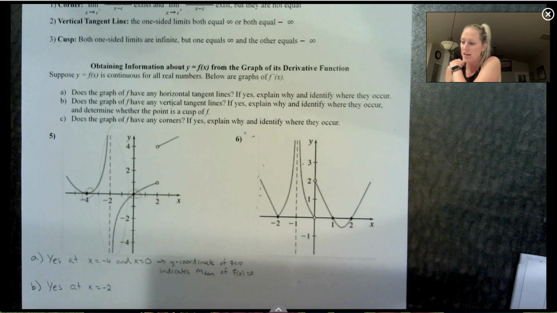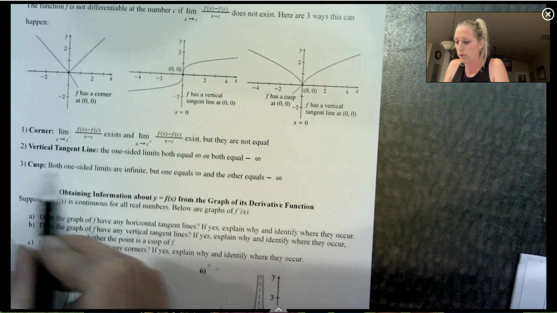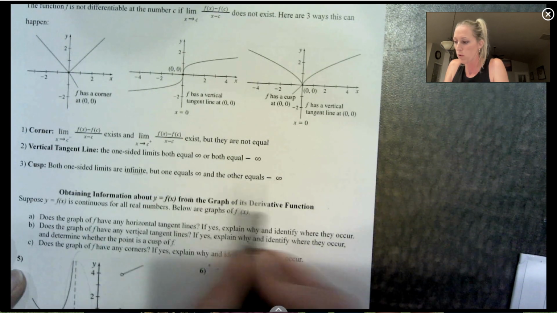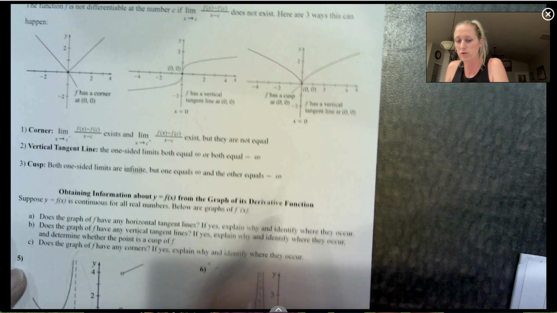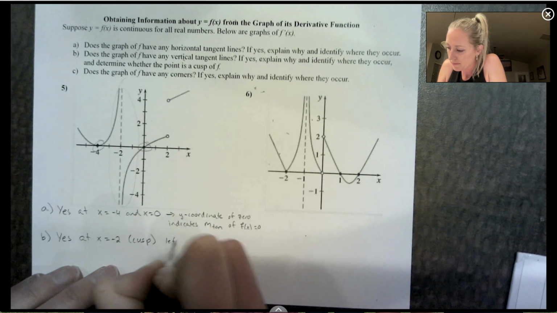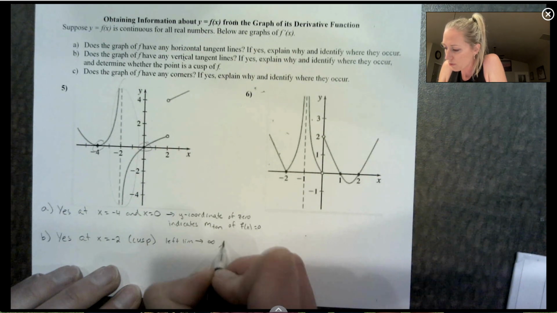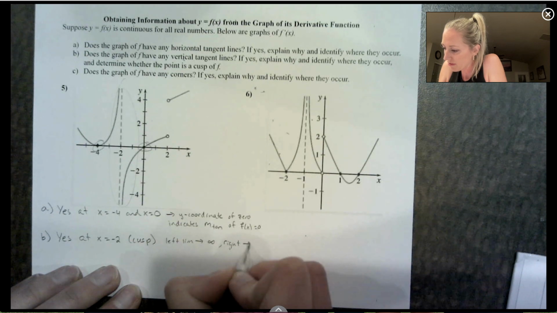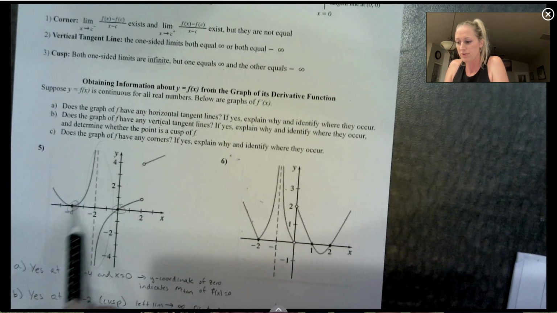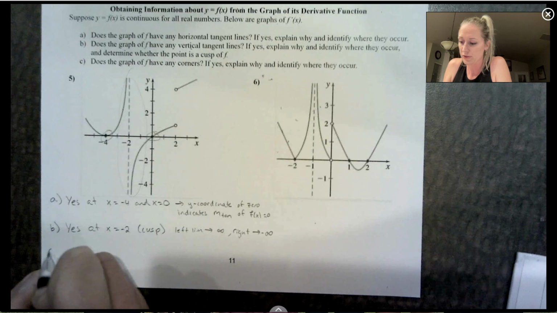Okay, and this is going to be a cusp. Okay, and here's why. Both one-sided limits are infinite, but one goes to positive infinity and one goes to negative infinity. So we could say something like left limit goes to positive infinity, right goes to negative infinity. Okay, so left goes to positive, right goes to negative. So if I have one positive, one negative, that always tells me there's a cusp. All right, last one, C.